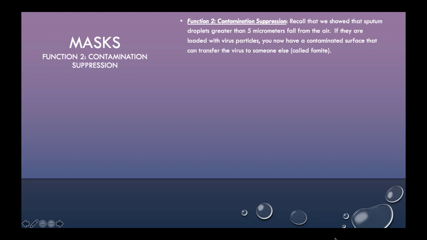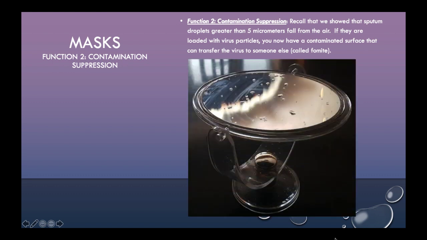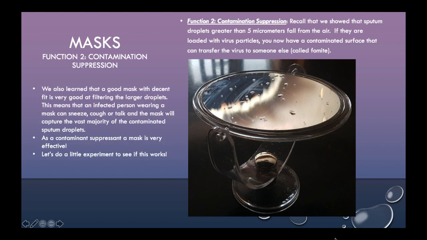Function 2 is contamination suppression. Recall that we showed that sputum droplets greater than 5 micrometers fall from the air. If they are loaded with virus particles, you now have a contaminated surface that can transfer the virus to someone else, again called fomite. We also learned that a good mask with decent fit is very good at filtering the large droplets. This means that an infected person wearing a mask can sneeze, cough, or talk, and the mask will capture the vast majority of the contaminated sputum droplets. As a contaminant suppression, a mask is very effective.